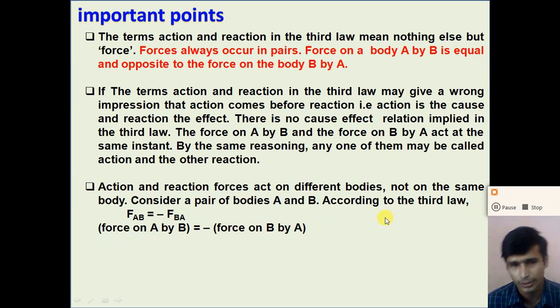So the action force acts on body A and the reaction force acts on body B, right? So we can say that the action and reaction forces act on two different bodies, right? So understand, dear students, these are all three important points of Newton's third law.